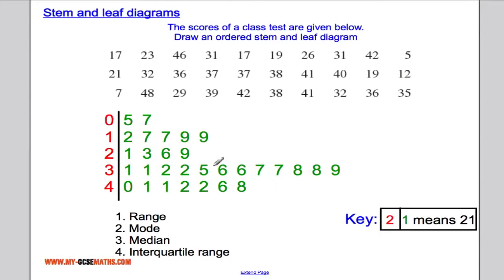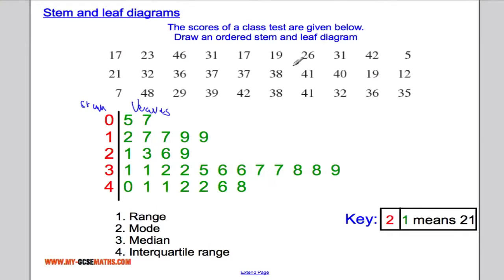So here's our stem and leaf diagram. Everything to the left of this line here is the stem, and over here these green numbers are our leaves. Right, now we want to use our stem and leaf diagram to answer these questions.